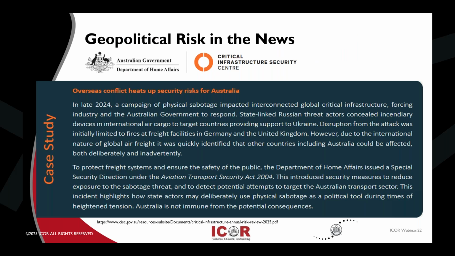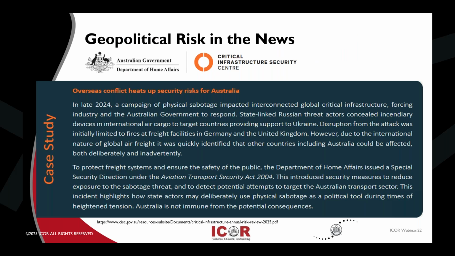However, due to the international nature of global air freight, it was quickly identified that other countries, including Australia, could be affected, both deliberately and inadvertently. So to protect their freight systems and ensure the safety of the public, Australia's Department of Home Affairs issued a special security directive, and this was meant to reduce exposure to the sabotage threat and to detect potential attempts to target the Australian transport sector.